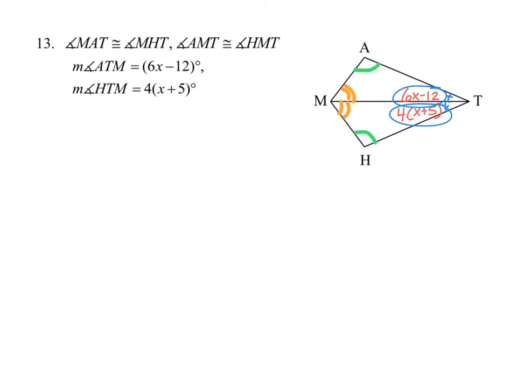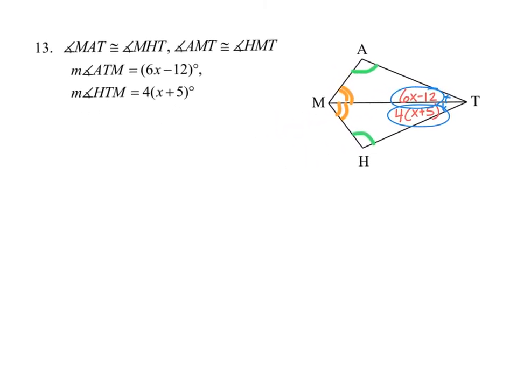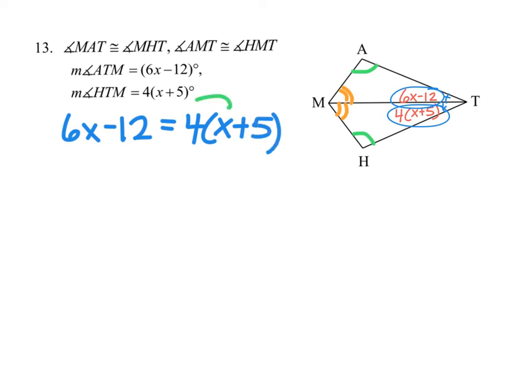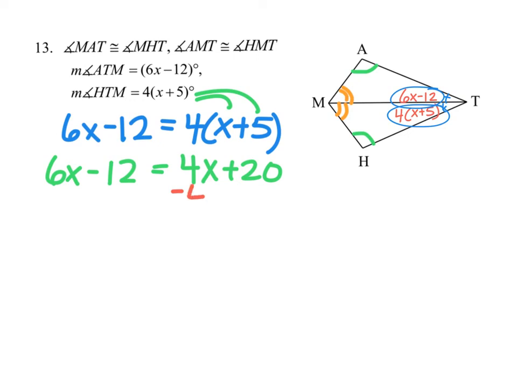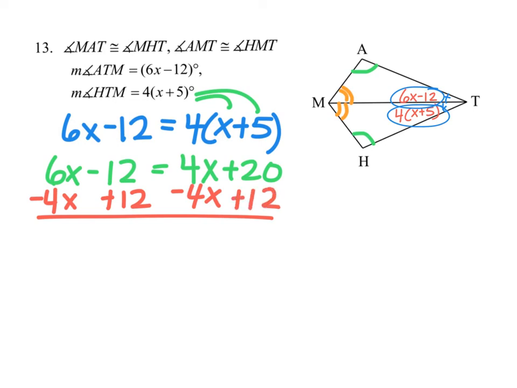I don't know if the problem was asking to solve for x or what, but I'm just setting these guys equal. 6x minus 12 equals 4 times (x plus 5). And don't forget to distribute. Okay, I'm trusting you guys can solve from here. We're subtracting over the 4x. I'm going to do 2 steps in one. We're adding over the 12.